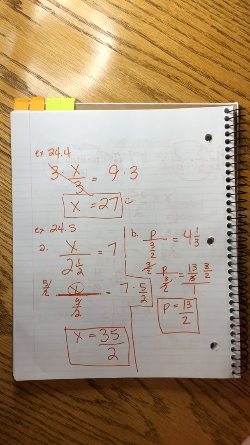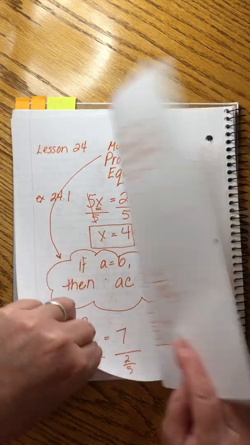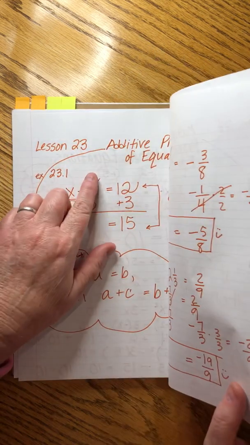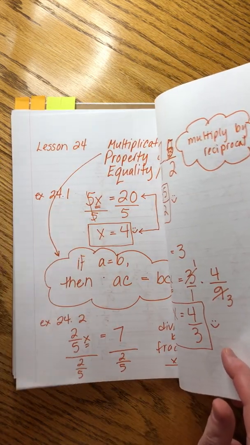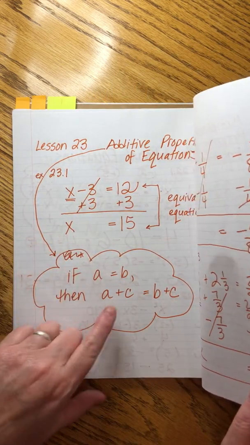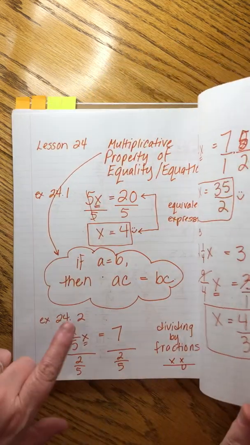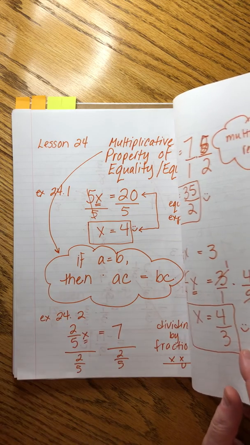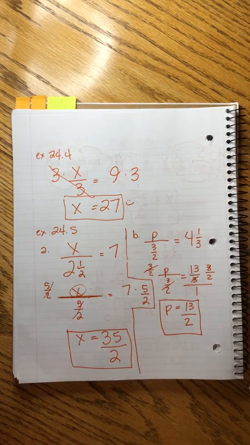All right, lesson 24. Oh, I wanted to tell you one other thing. Lesson 23 and lesson 24 are often called the first and second rules of algebra. And they relate specifically to equations: you can add to both sides of an equation and you can multiply both sides of the equation. So that's rules number 1 and 2 of algebra. We're going to use them all the time.